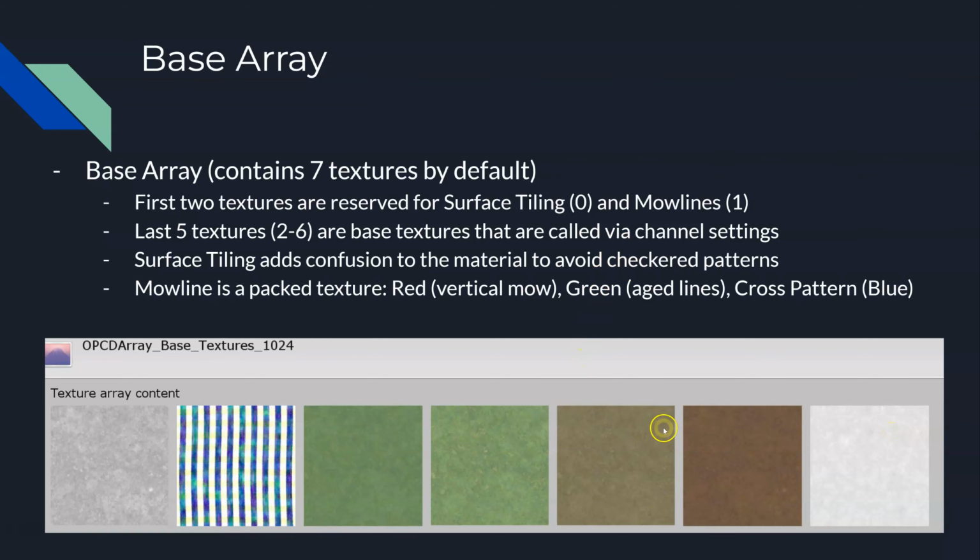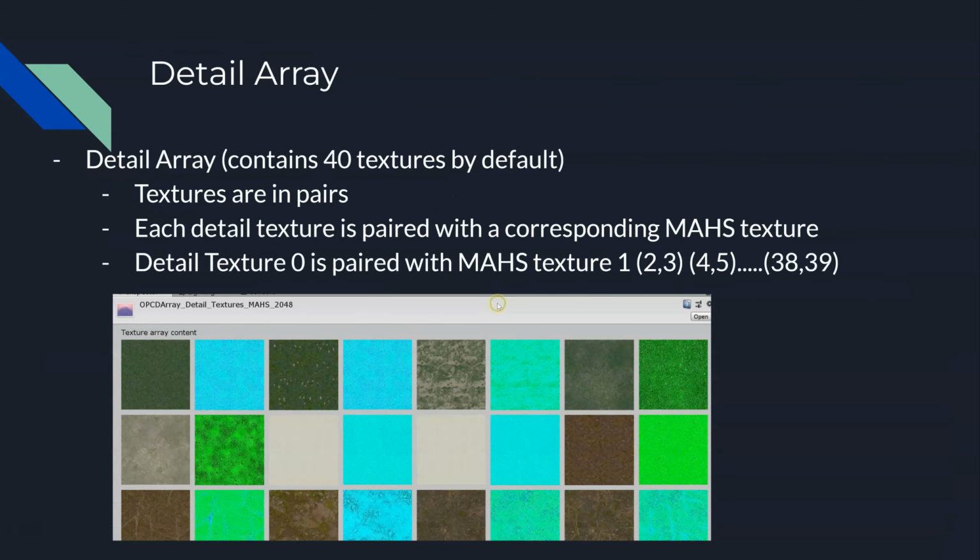And remember, these are just our base colors. Then we get into the detail array. Now, inside the detail array, at the time of this video, there are 40 textures, meaning the last one is number 39. But these textures come in pairs, with the first one being the detailed diffuse. So the very first one here is a detailed diffuse. The second one here is the MAHS texture. Remember, that's another packed texture that has multiple channels that does our metallic, ambient, height, and smoothness.